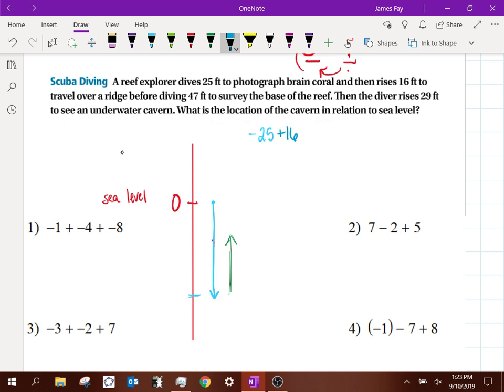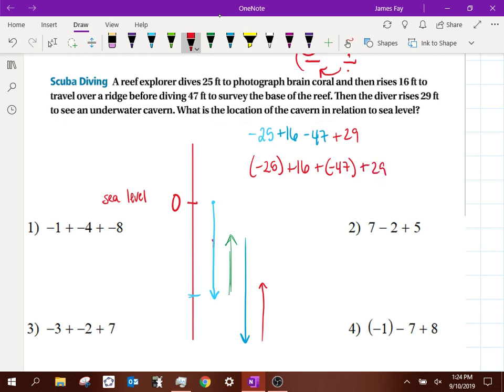And then the diver travels over a ridge, diving 47 more feet. Minus. And then he rises at the end 29, right? Go back up. So rising 29 should be that, correct? I think that's the way most people would write that. If you wanted to, you could write this. You might see it from time to time in your explanations or notes or stuff like that. These all say the same thing.